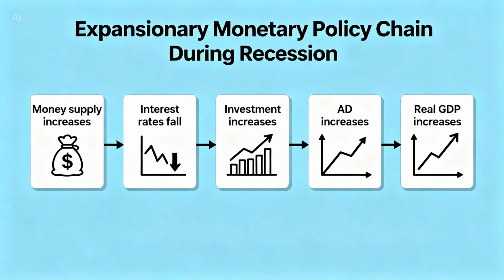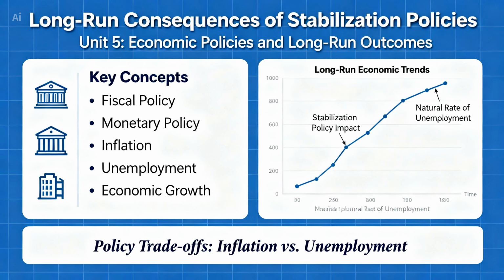So you got to know the chain. Money supply increases, interest rate falls, investment increases, aggregate demand increases, and the real GDP increases because of that.